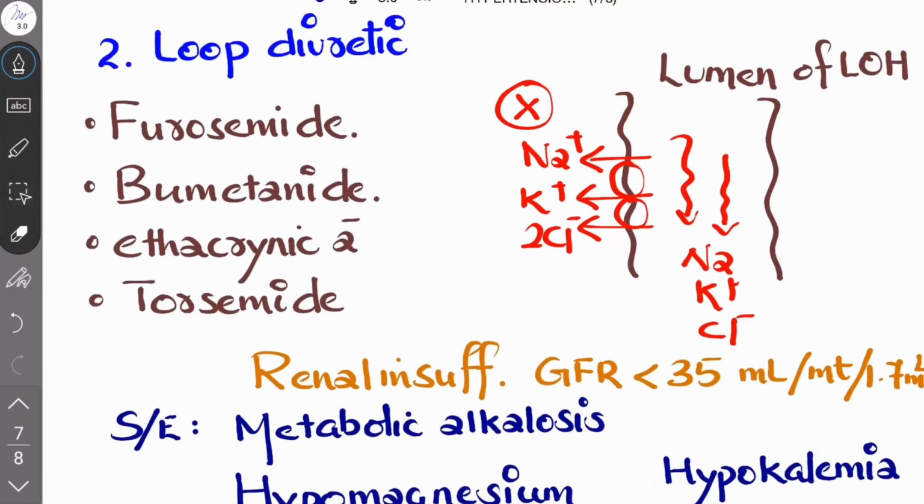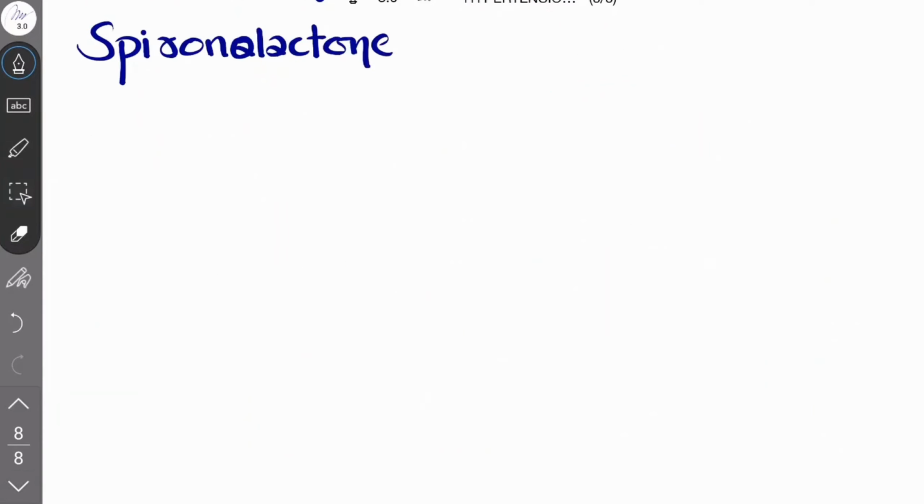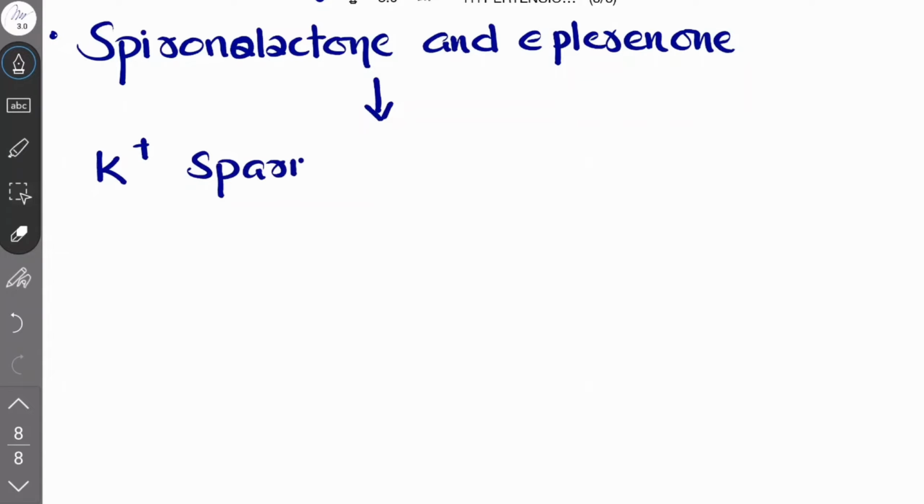Next come the potassium sparing diuretics, that is spironolactone. In the previous slide, the main side effect of using furosemide is hypokalemia. That is why the H plus K plus channel is very important. The potassium is being lost, so hypokalemic metabolic alkalosis. Now this is spironolactone and eplerenone. What are these? These are potassium sparing diuretic agents.